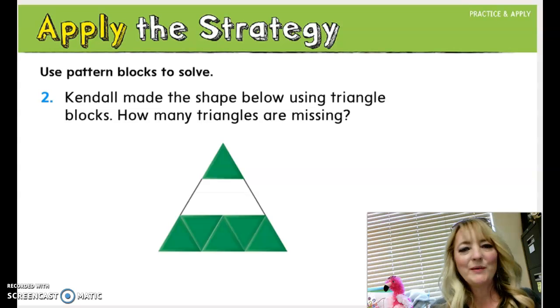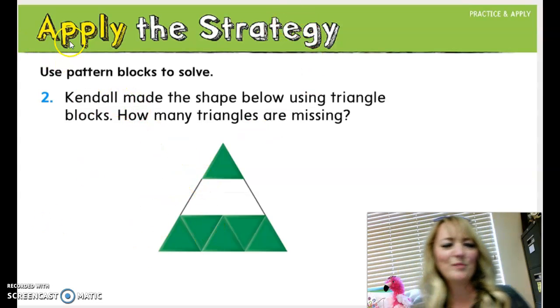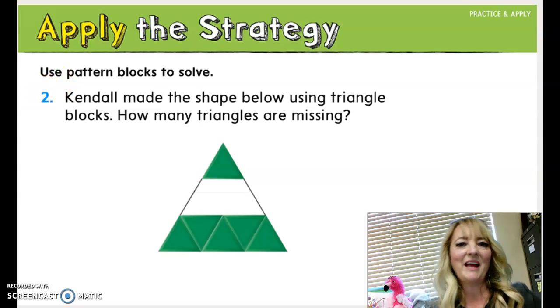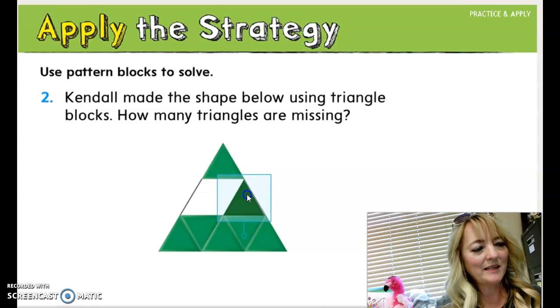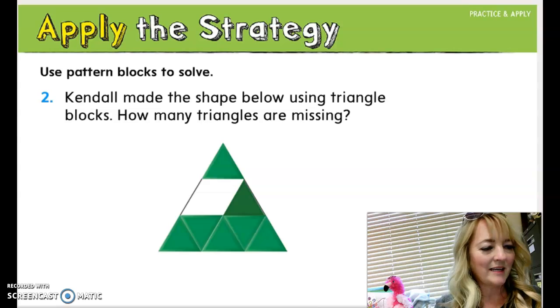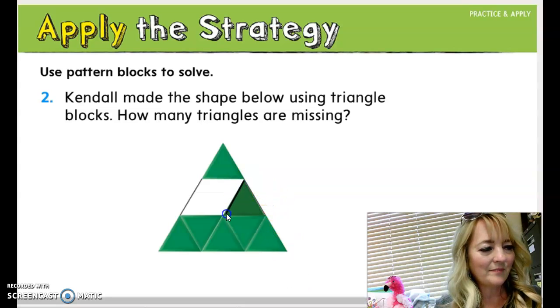Okay, number 2, Kendall made the shape below using triangle blocks. How many triangles are missing? So go ahead and use your triangle block, and you will have to trace around it and then use it a few more times. So, let me get my tools. Alright, I'm just going to place one right there at the edge where I can see it lines up pretty well. Okay, and then we'll trace around it.